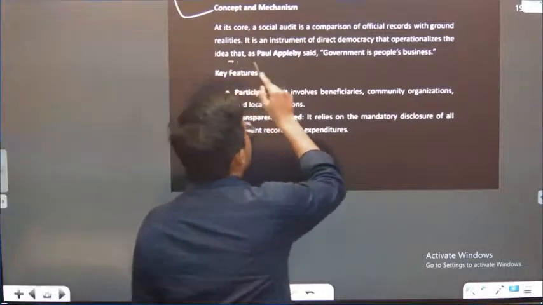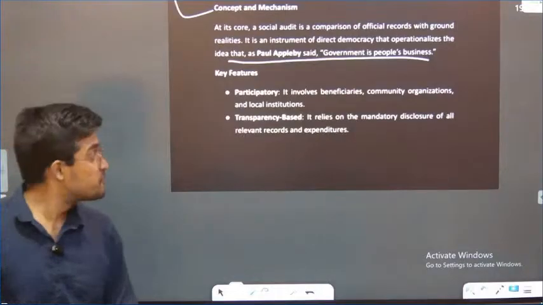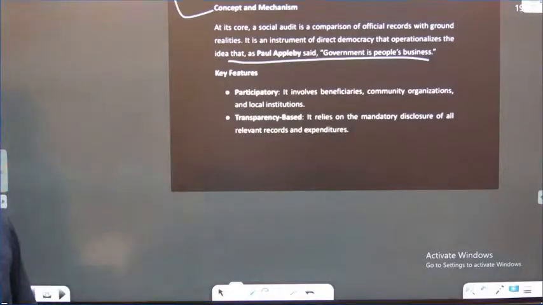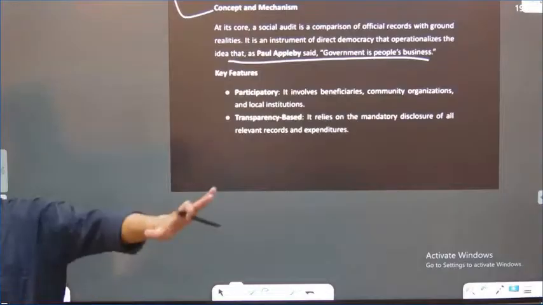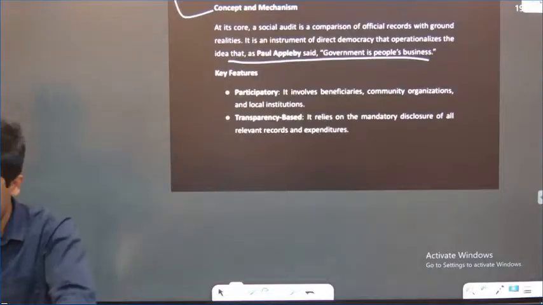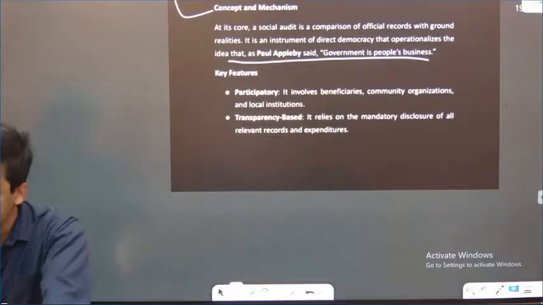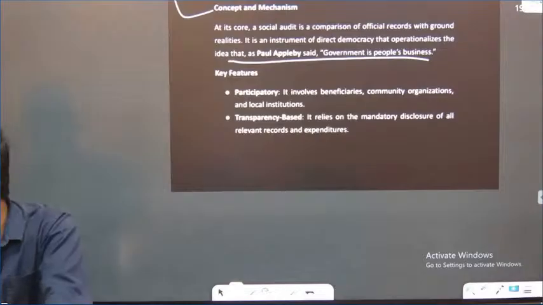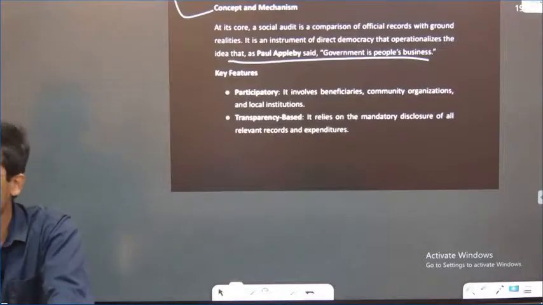This social audit operationalizes a particular idea that Paul Appleby said: government is people's business. It is as if the government were saying, this is not your business, you mind your own business, we'll do our job. Appleby said the government is people's business and people have everything to do with it. They can go ahead and audit, and they can instruct the public official to work accordingly. Yes?